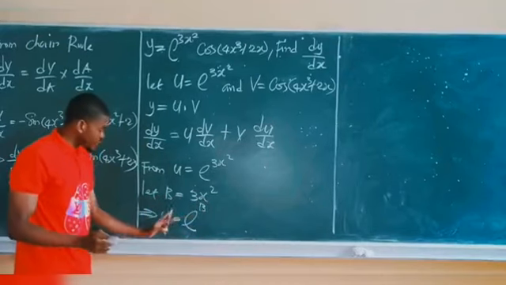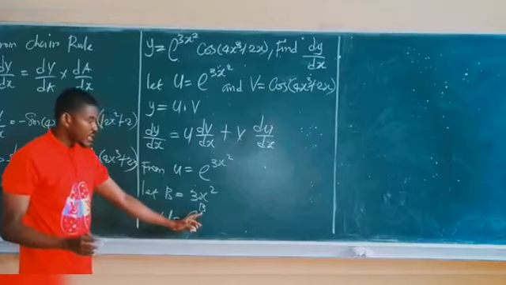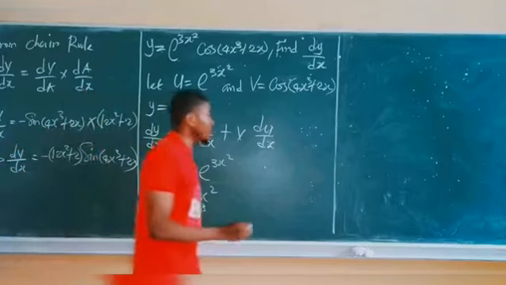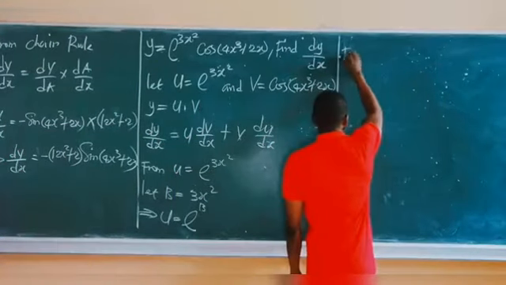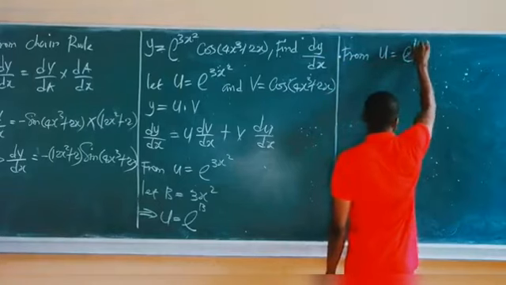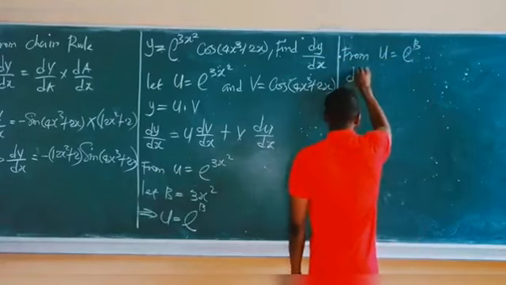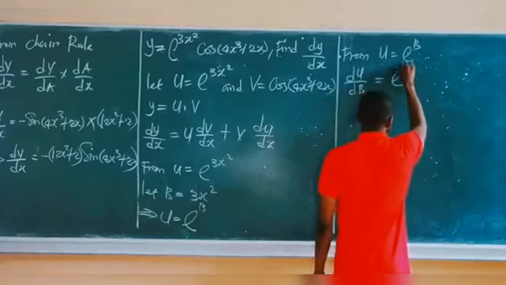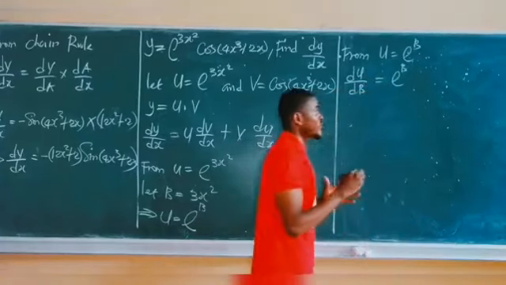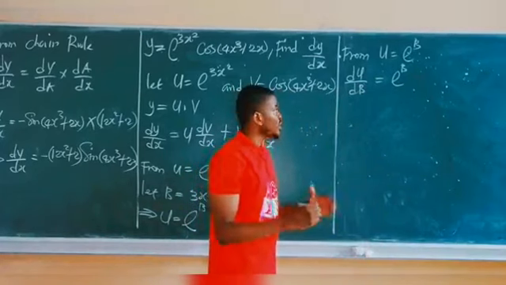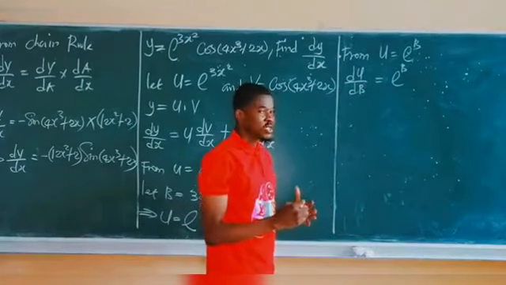So I can only differentiate u with respect to b. I can only differentiate b with respect to x. So if I do that, let's consider from u equals exponential b. Differentiating u with respect to b is simply what? Exponential b. If I differentiate an exponential function with a power like this, it still gives you back the exponential function. So du db gives me exponential b.